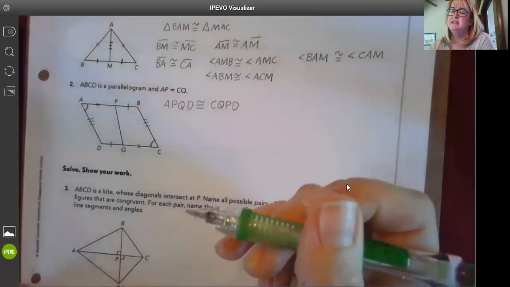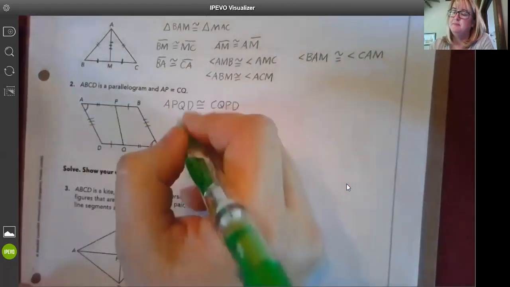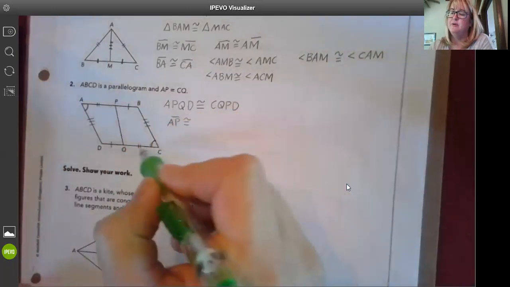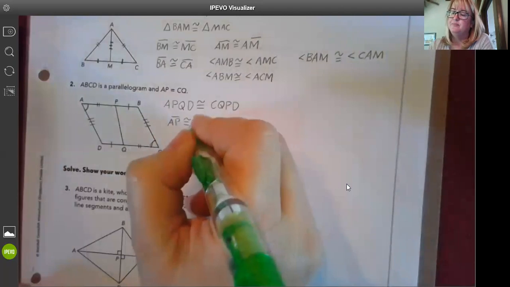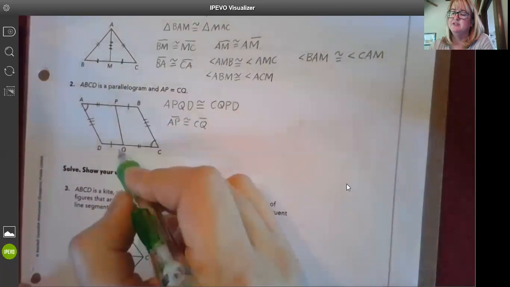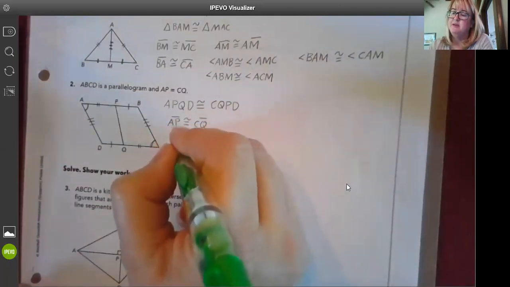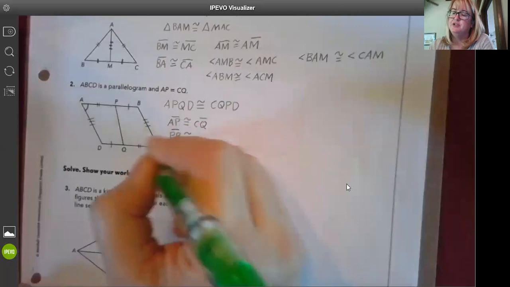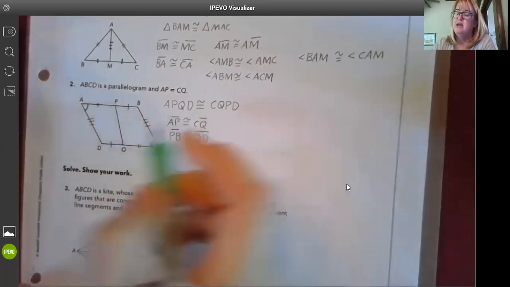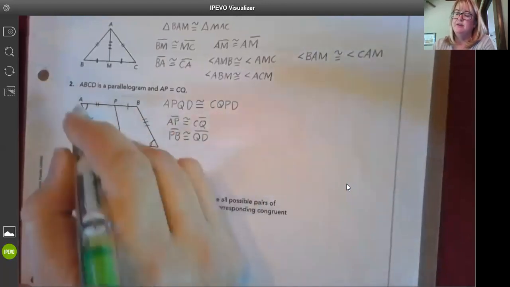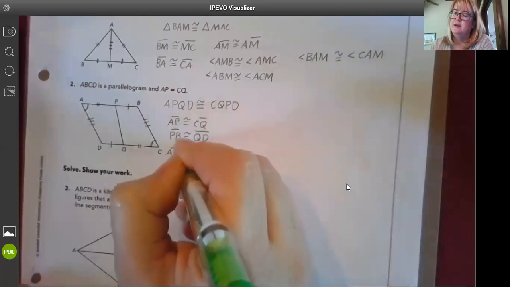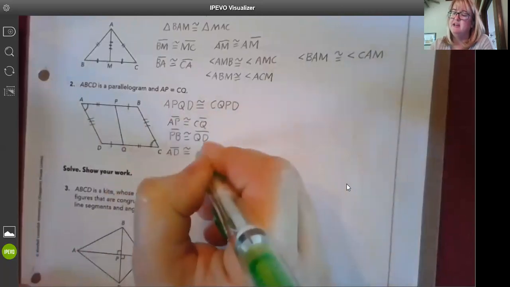Okay, so let's do the side lengths first. AP is congruent to which one down here? Well, we wrote it CQ. That's one of the side lengths. The short side lengths, those are congruent. So we're going to say PB is congruent to QD or DQ, whatever you want to call it. And then these are congruent. So that is AD is congruent to CB.